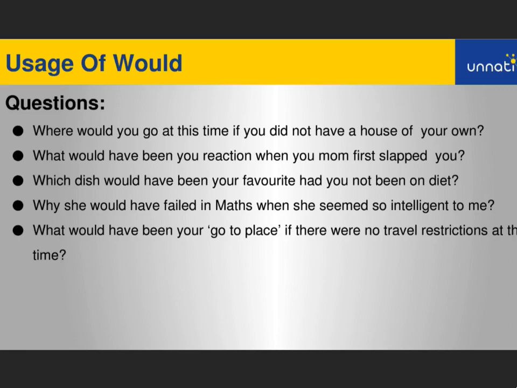The next question is, why would she have failed in maths when she seemed so intelligent to me? So this is like you're questioning yourself because you believed that she was intelligent and should have scored good marks. But when she disappointed you, you are questioning yourself why she would have failed in maths when you thought all along she was very intelligent.